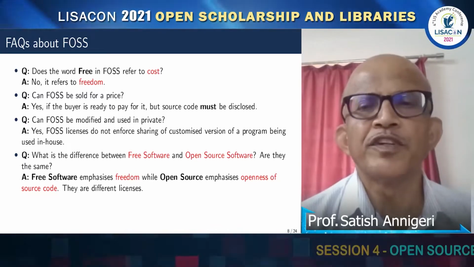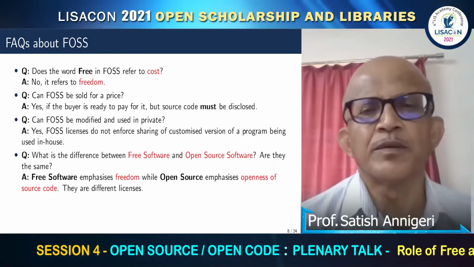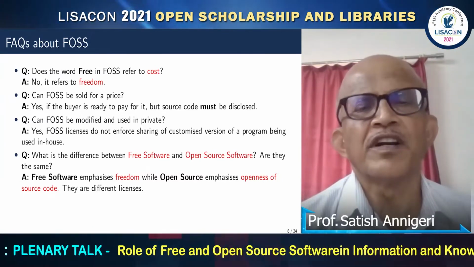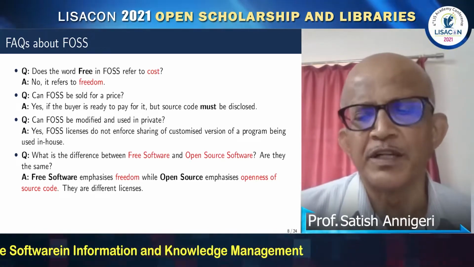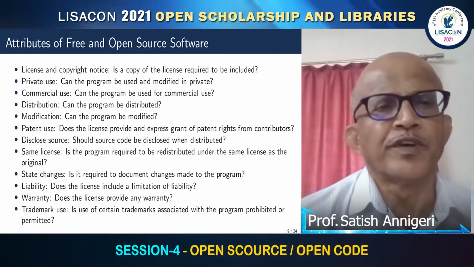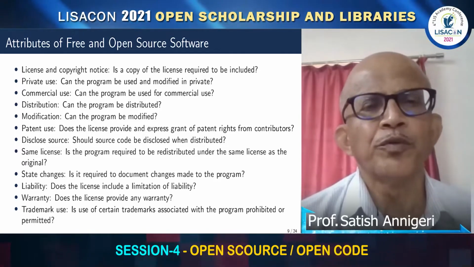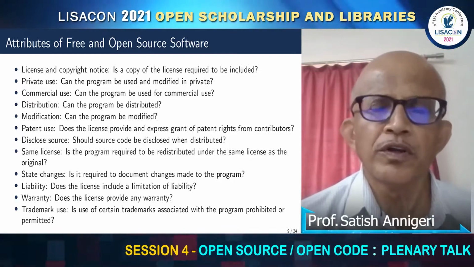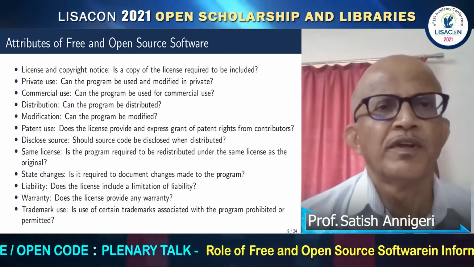What is the difference between free software and open source software? Are they the same? Free software emphasizes freedom, while open source emphasizes openness of the source code. They are different licenses, but essentially they assure the same freedoms. Let us take a look at the attributes of a free and open source software. What characteristics should we look at when we want to ensure whether a given software is free and open source or closed source? These would be some of the useful attributes.